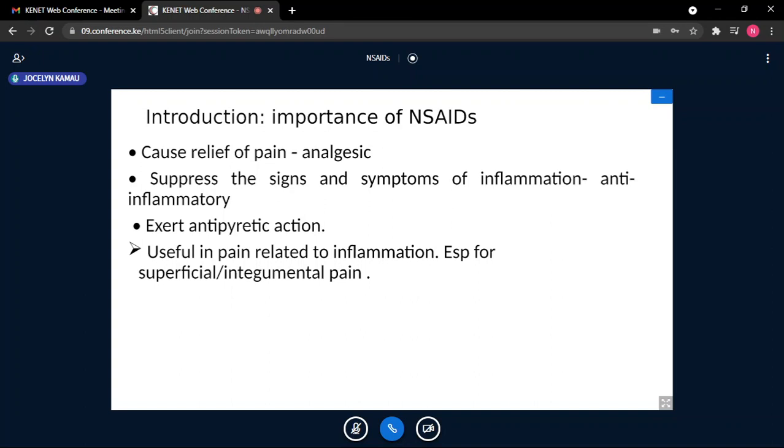The one we are majoring on is anti-inflammatory activity, but most of the ones they are given will also have the other effects. And they are useful in pain related to inflammation, especially for superficial and integumental pain.